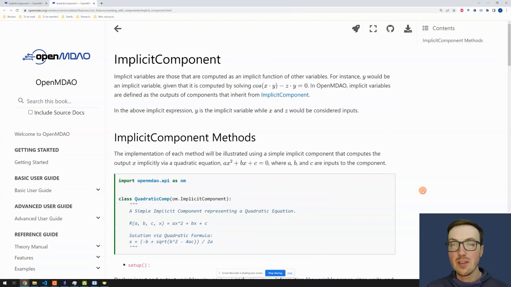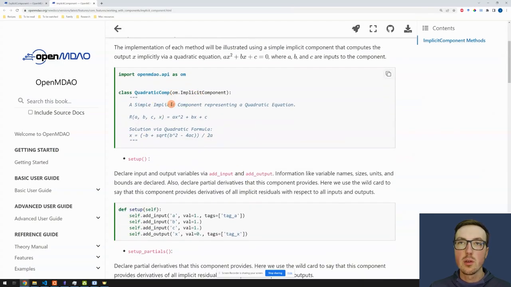So an implicit component has a few different methods, which I won't necessarily explain in full detail here because the docs do a great job of explaining that, but I simply want to highlight how compute partials relates to linearize in an implicit component. So here we have a quadratic component. Here's that equation that I was just telling you about, the quadratic formula here with the residual equation. We could solve it using the quadratic formula from our Algebra 2 days, but we want to solve this instead in kind of an implicit setup.